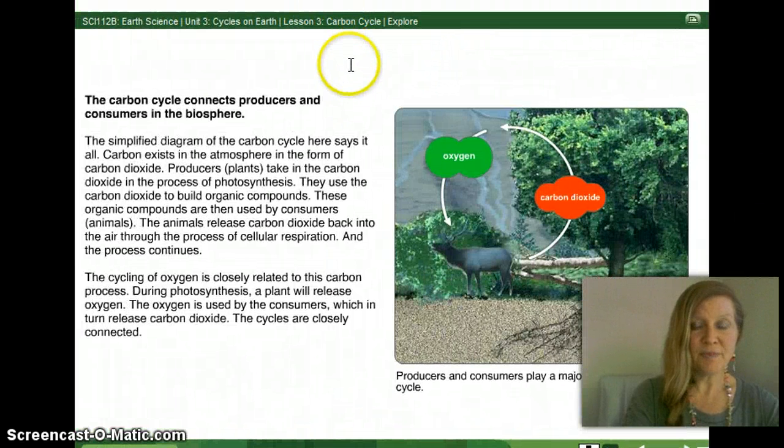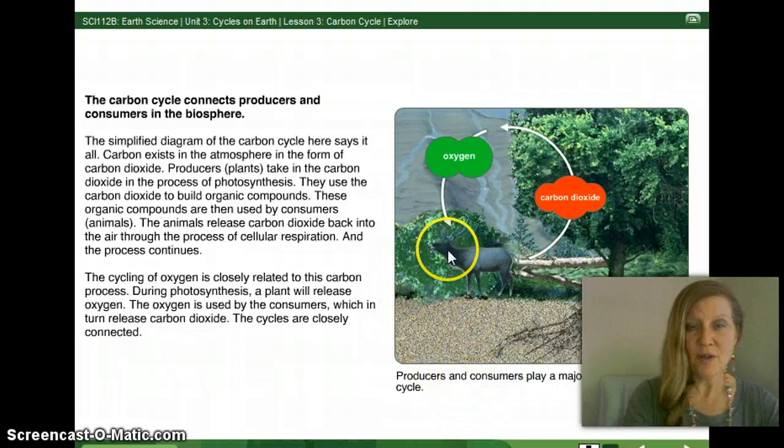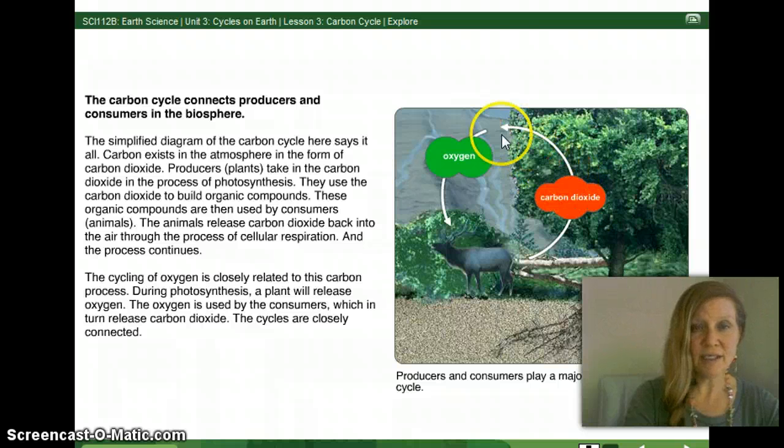The carbon cycle connects producers and consumers in the biosphere through photorespiration. Through the process of photosynthesis and cellular respiration, this is a very simplified diagram that's showing as the producers take in carbon dioxide, they're building organic compounds which are utilized by many life forms. Through the process of cellular respiration, the CO2 is released, reused again, and then a byproduct of photosynthesis is oxygen, which is utilized by many forms of life to have cellular respiration occur, thus producing energy for life.